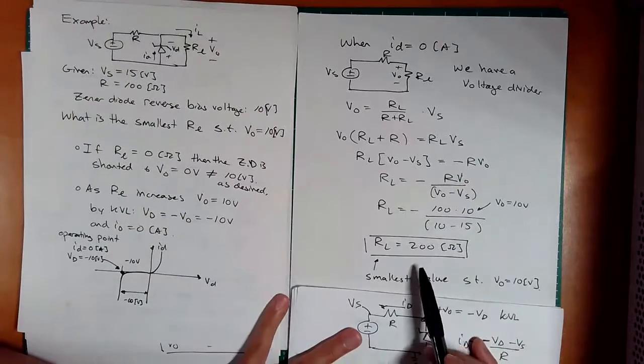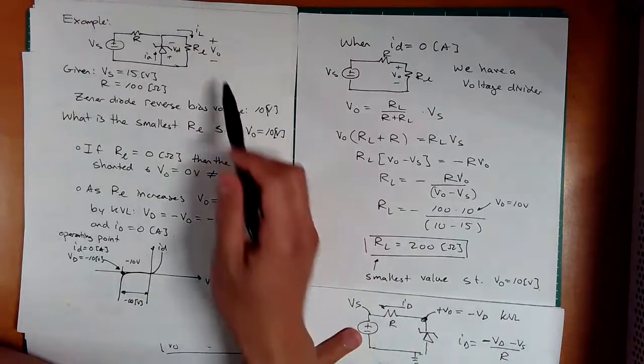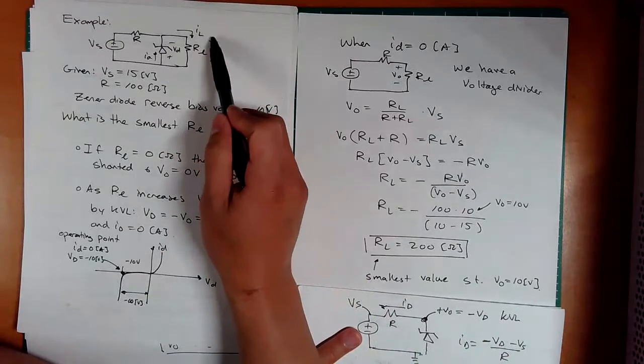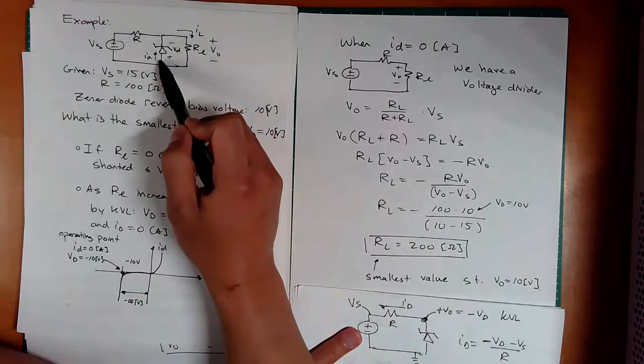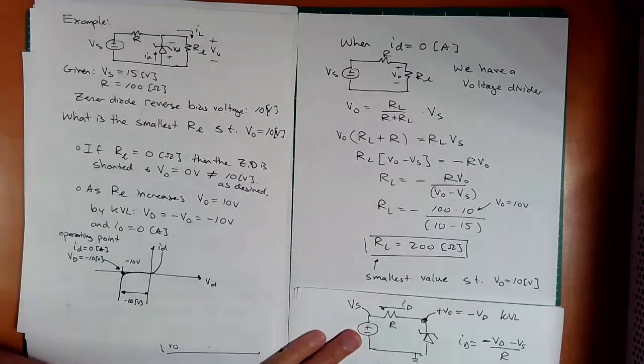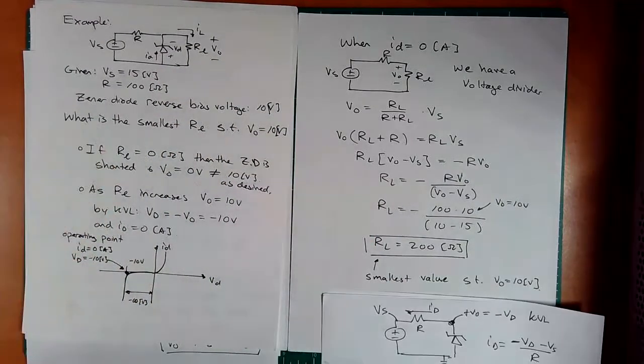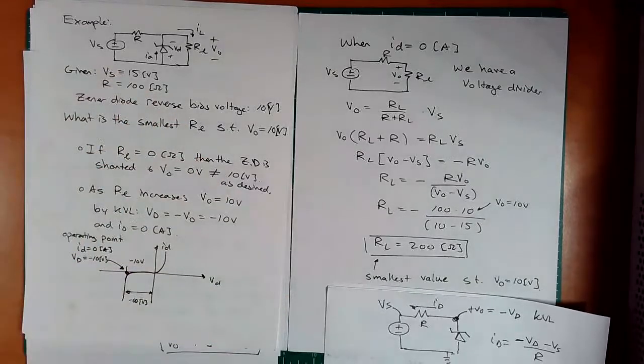So just to recap, this is the number for this resistance such that this voltage is 10 volts and I get no current going through the Zener diode. No current going through this guy. So this is hopefully a simple example of the load line analysis and our new Zener diode concept.